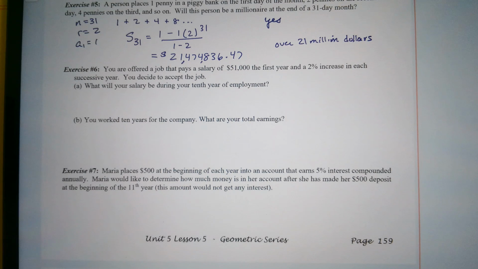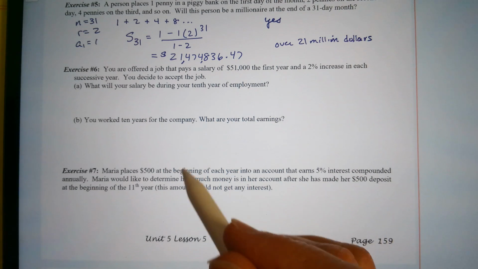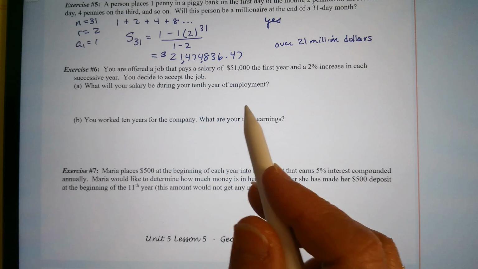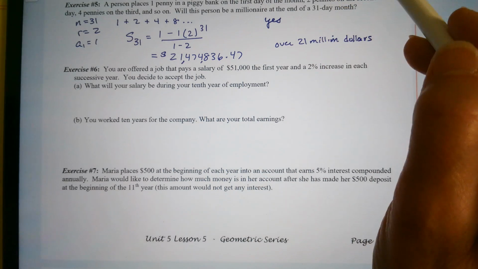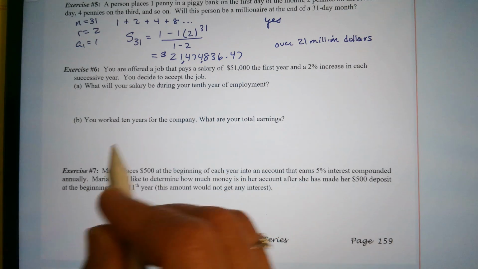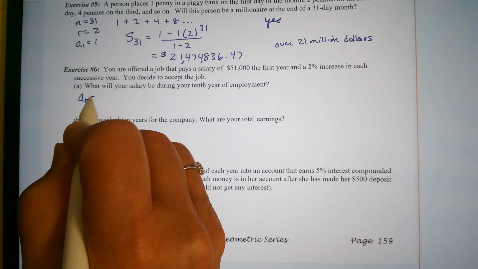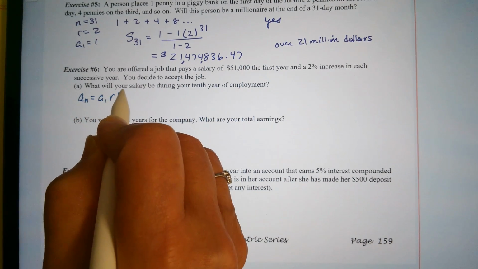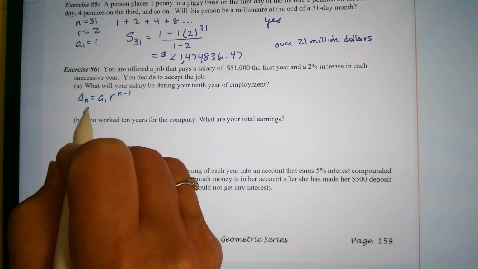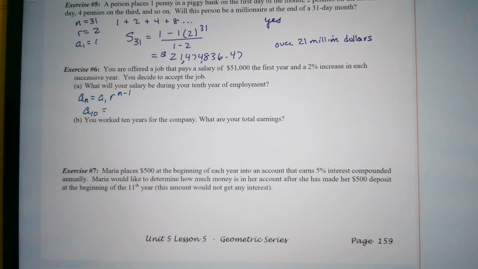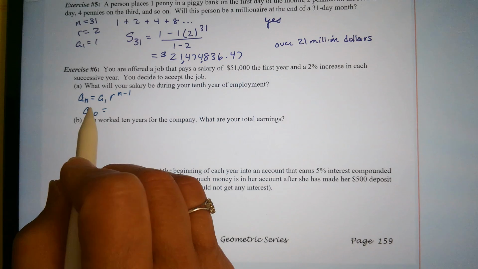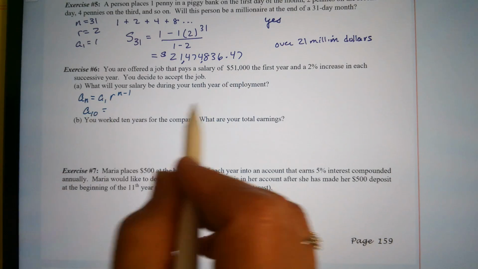Exercise 6, you're offered a job that pays a salary of $51,000 the first year and a 2% increase in each successive year. You decide to accept the job. What will your salary be during your 10th year of employment? All right, so this is strictly a sub n equals a sub 1 times r to the n minus 1, and we need to figure out what the value of the 10th term of this geometric sequence is.